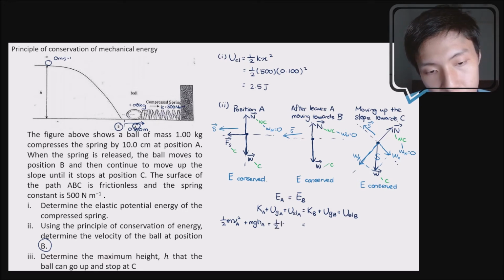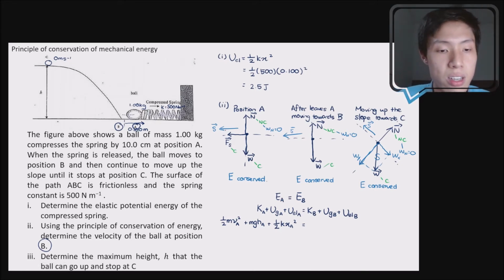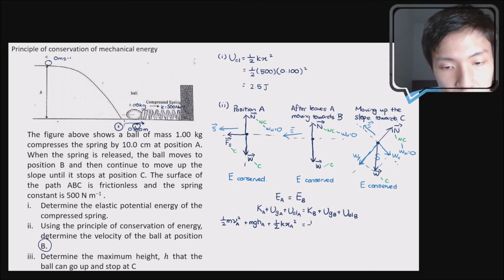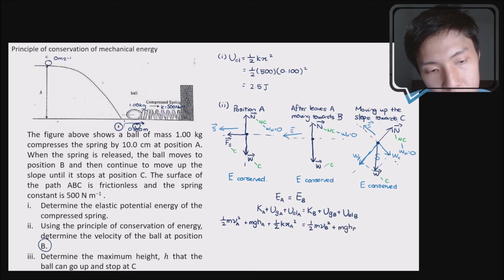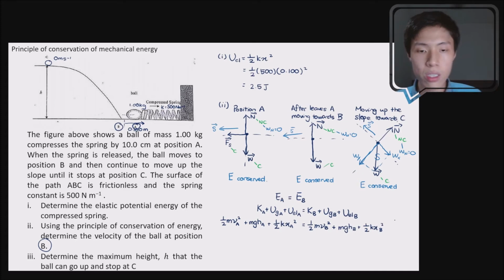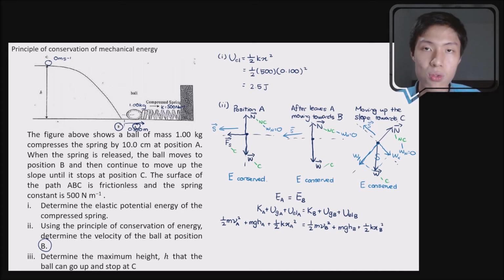So this will be half k x_A squared. The x here will be the amount of compression when the ball is at position A. Okay. Next, K_B here will be half m v_B squared, because this will be the speed at position B. Then you have m g h_B. Then you will have half k x_B squared. Okay, so once you have written down the equation here, you can proceed to do substitution.